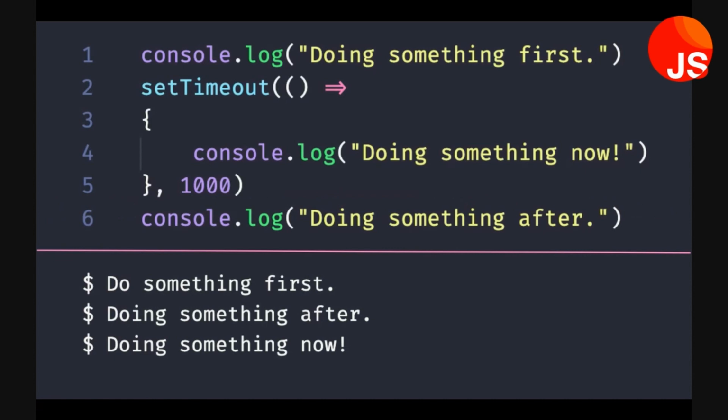If you play around with the setTimeout or setInterval functions, you will notice that the callback function will be executed after the timeout delay without blocking other functions to execute during that delay. And this is because setTimeout is an asynchronous function.